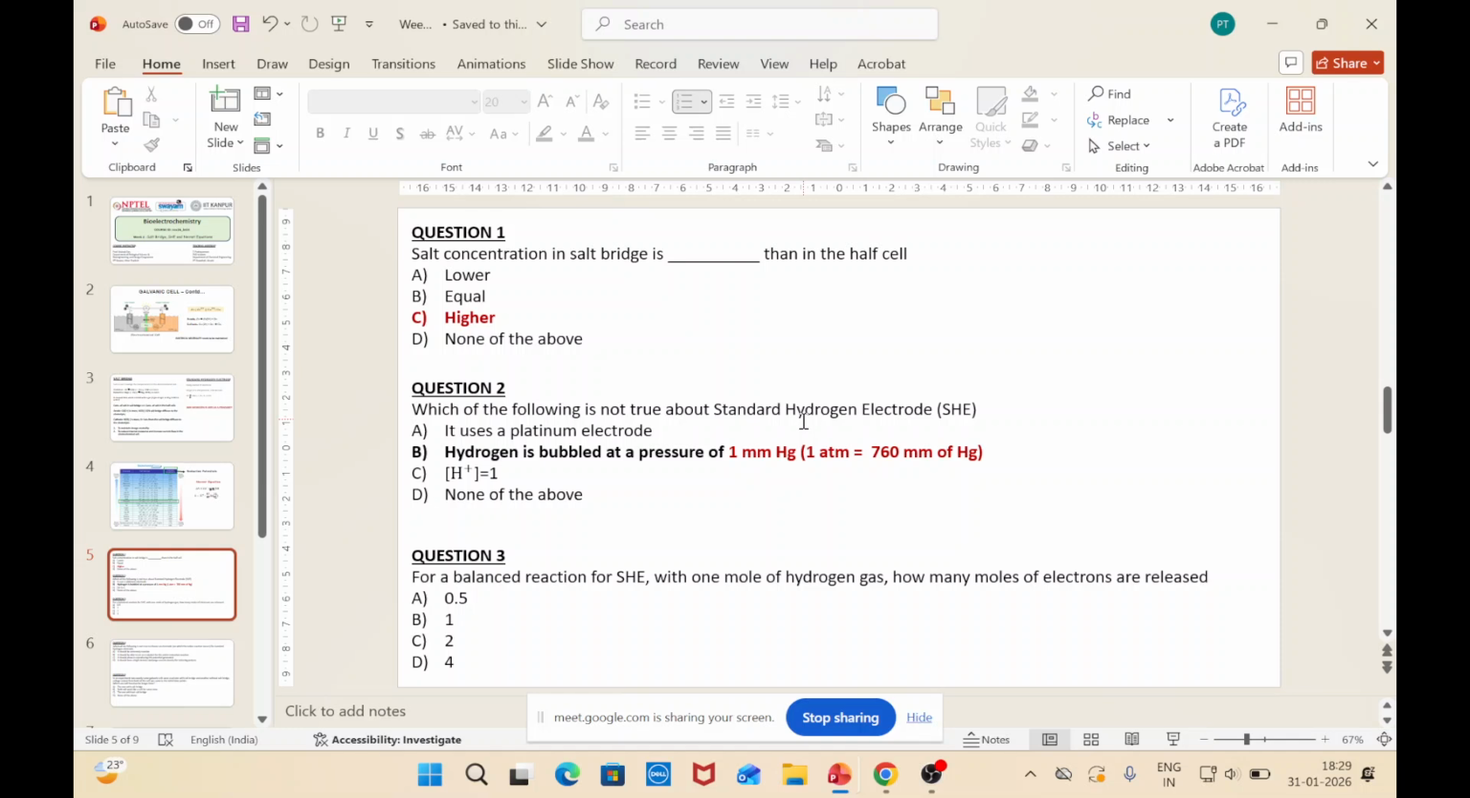Now let's come to question 3. For a balanced reaction for the standard hydrogen electrode SHE with 1 mole of hydrogen gas, how many moles of electrons are released? We wrote the reaction just now, so this is a very direct question.